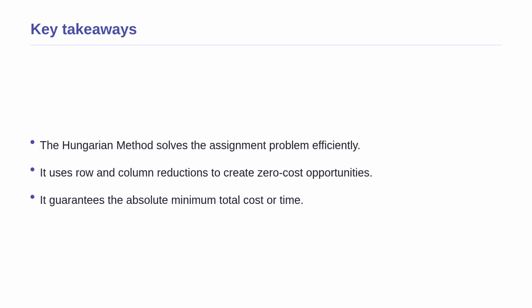Let us review the key takeaways from today. The Hungarian method is a powerful mathematical tool for solving the assignment problem. By systematically reducing rows and columns to create zero-cost opportunities, it guarantees the most efficient matching between resources and tasks. Whether assigning workers to jobs or drivers to passengers, this algorithm ensures that the total cost or time is kept to an absolute minimum. You have now mastered a fundamental algorithm that keeps our modern world running efficiently. Great job!